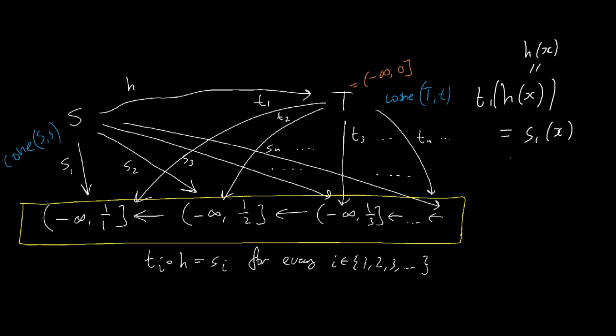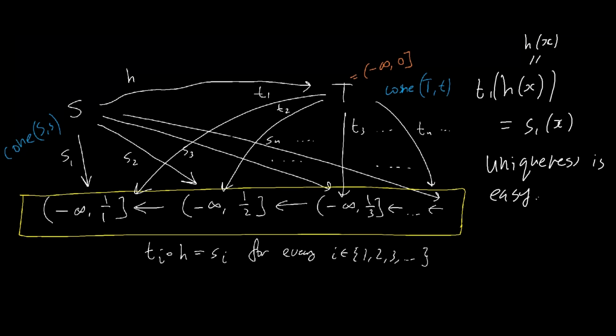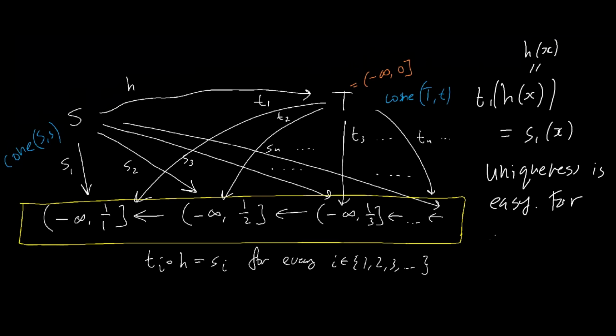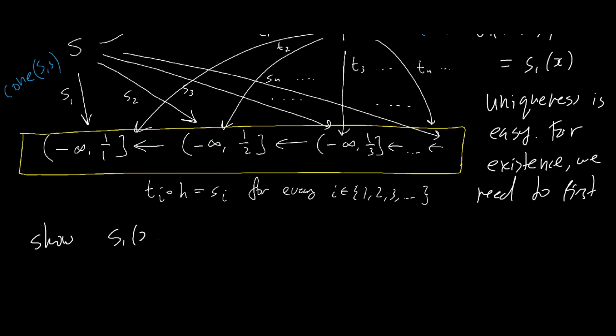But now the existence is the one that's tricky. So how do we know that defining H of X this way is allowed? How do we know that S1 of X will indeed be an element of the set? Because as far as we know from here, S1 of X is just a number that's less or equal to 1. Any ideas? How can we establish that S1 of X must actually be less or equal to 0? Any ideas?